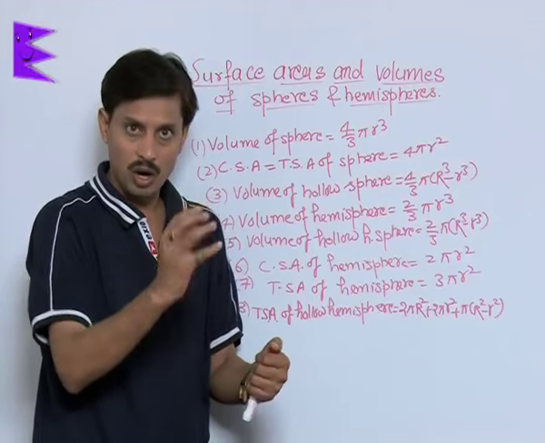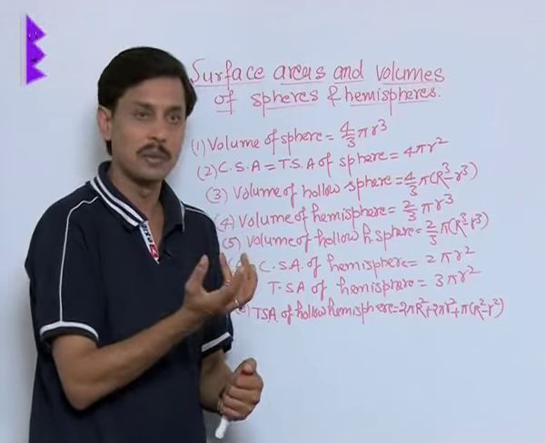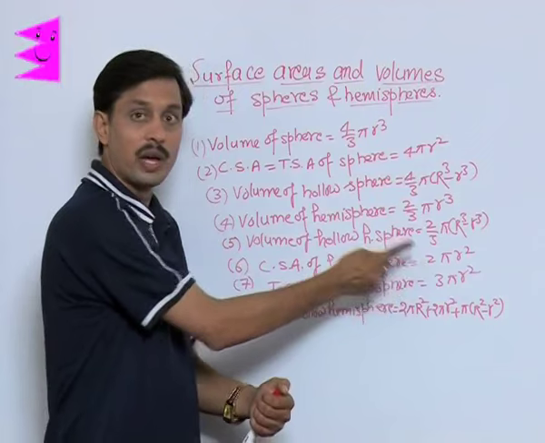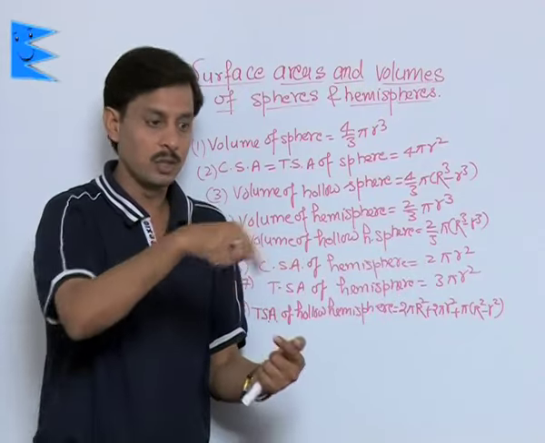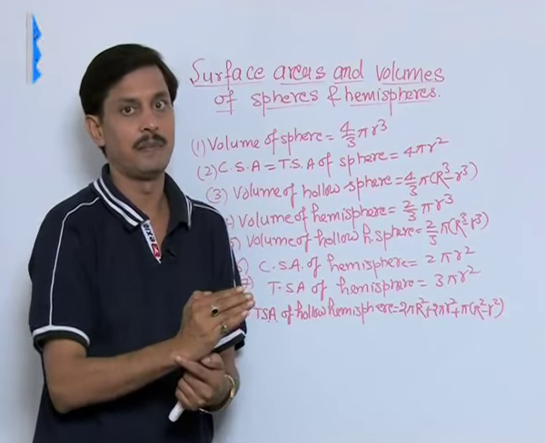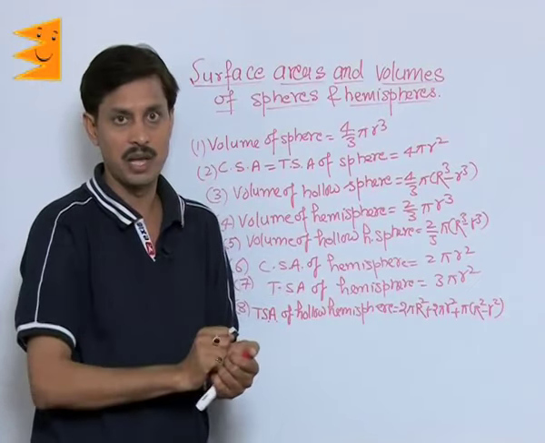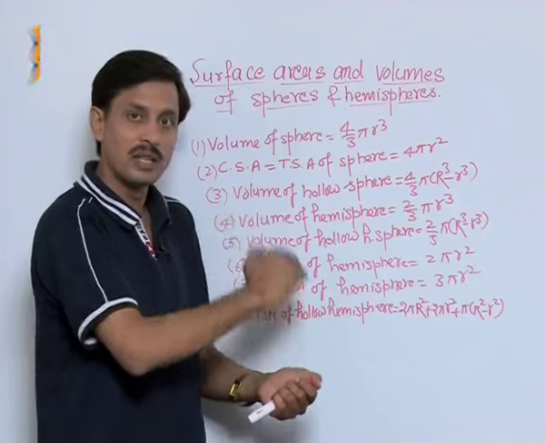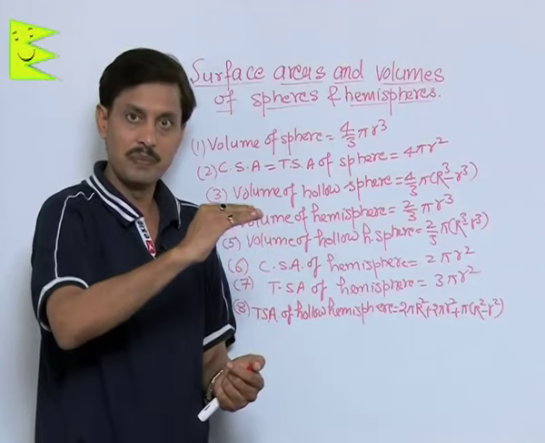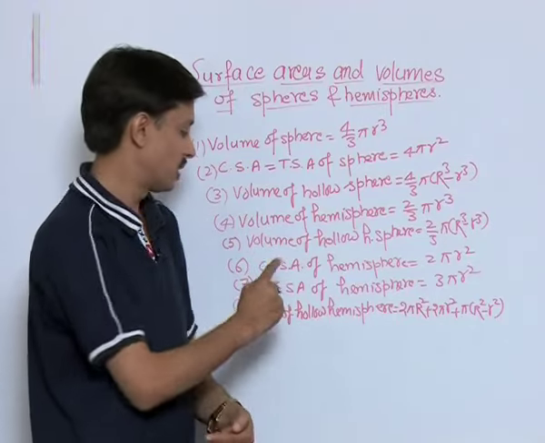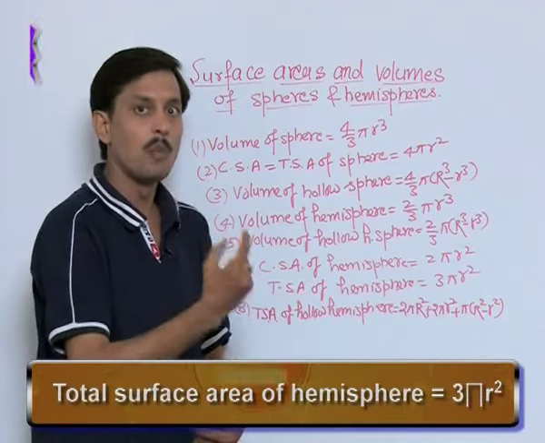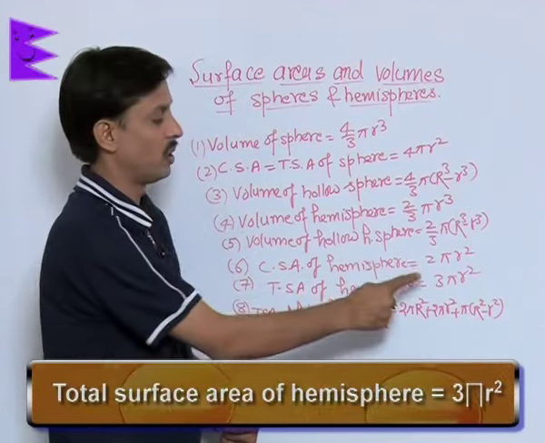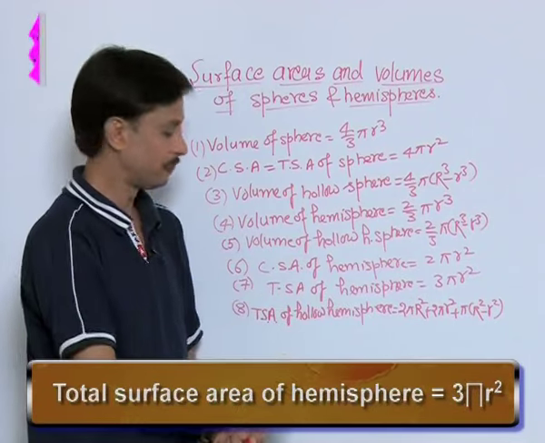Half of the area of the curved surface is 2 pi r square. Plus, when you cut a lemon, one more circle is observed on its cross section. Area of circle is pi r square. That's why when this area of cross section is added to the curved surface, the total surface area of the hemisphere becomes 2 pi r square plus 1 pi r square, that is 3 pi r square.